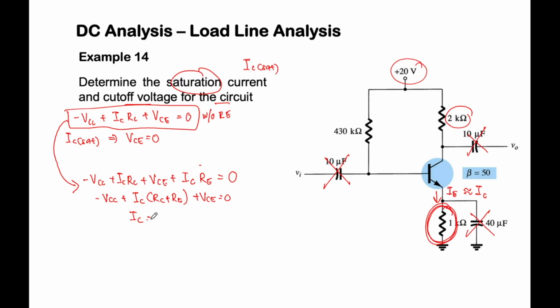So for IC saturation, we know VCE is equal to 0. So IC saturation is VCC divided by RC plus RE, because our VCE is equal to 0. We have 20 volts, RC is 2 kilo, RE is 1 kilo. So you are going to have 20 divided by 3 kilo, which is 6.67 milliampere.